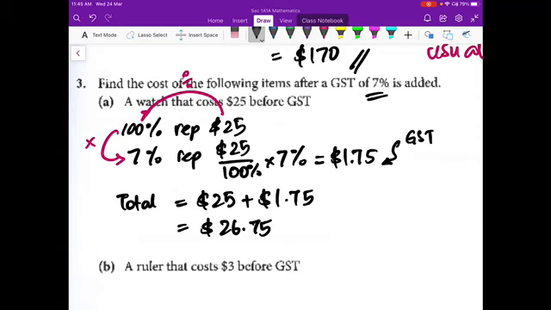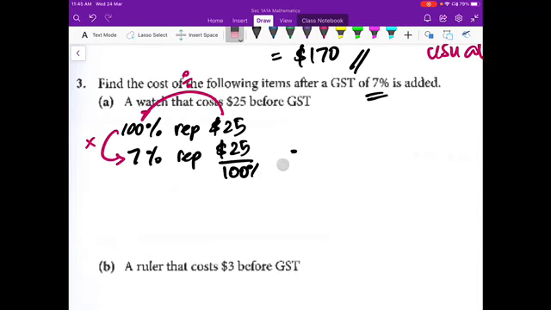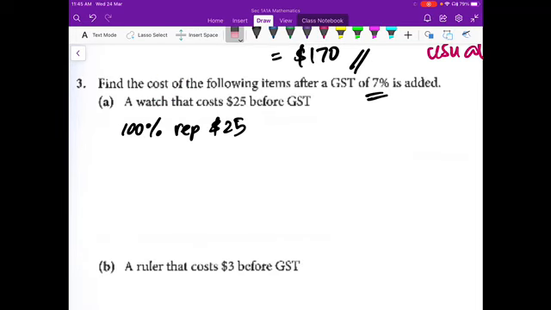Okay, so the next method. So all look at the screen. Look up, look up. Don't write anything yet. Look at what I'm going to erase. I'm erasing all this. And instead of 7%, you thought you're supposed to pay 100%, right? But no, you need to pay extra 7%. So now how many percent altogether? 107%.